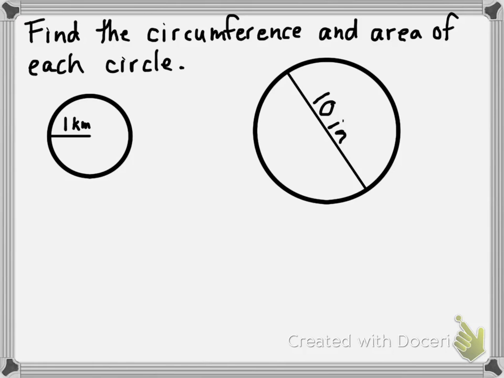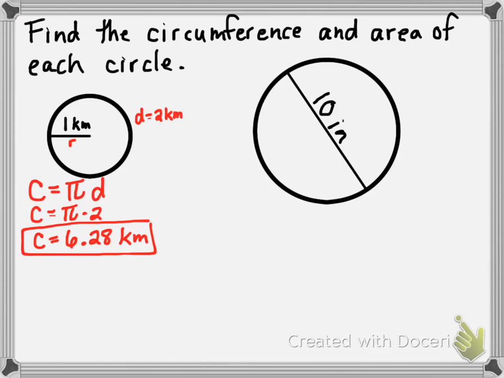Okay, so the first circle, it tells me this distance is 1 kilometer. Okay, well, I'm going to look for circumference first. So I know circumference is pi times diameter. But this isn't the diameter. That's the radius. So I know that I'm going to have to find the diameter, which is twice the radius. So the diameter would be 2 kilometers. So circumference equals pi times 2, which is 6.28 kilometers. Not squared, because circumference is distance.